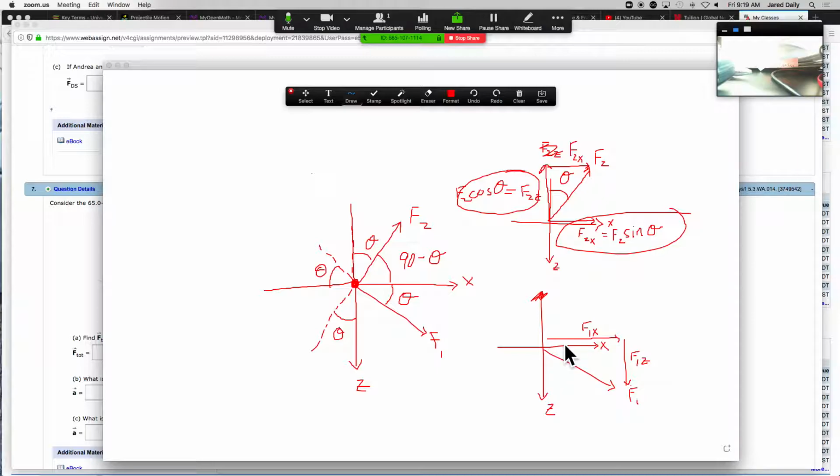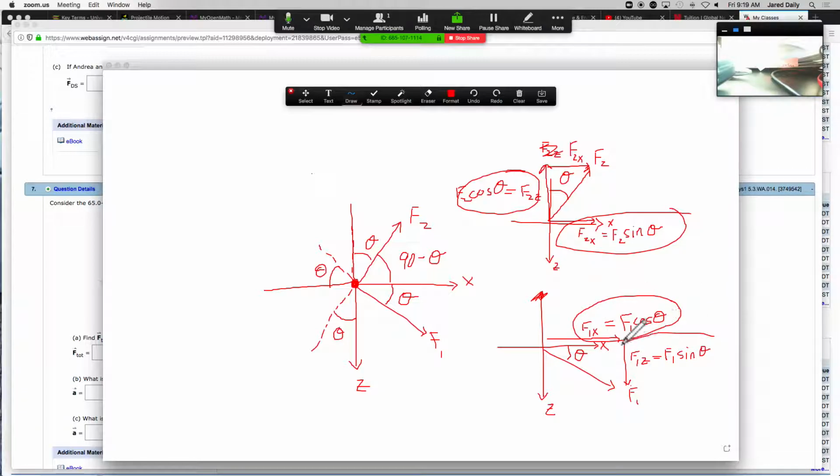And the angle that I have in this triangle is theta right here. And so the F1z is now going to be opposite my angle. So that's going to be F1 sine theta, because sine is always the opposite. F1 sine theta. And my F1x is going to be F1 cosine theta.